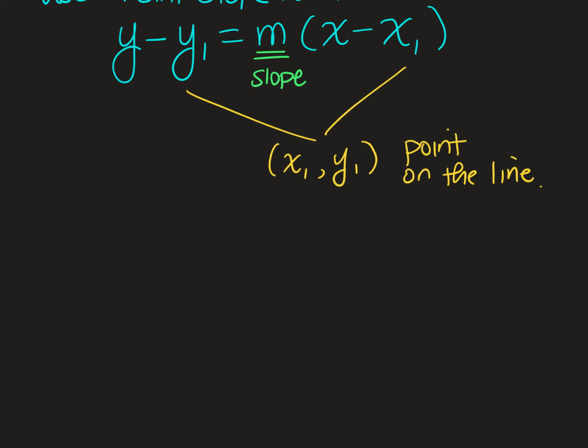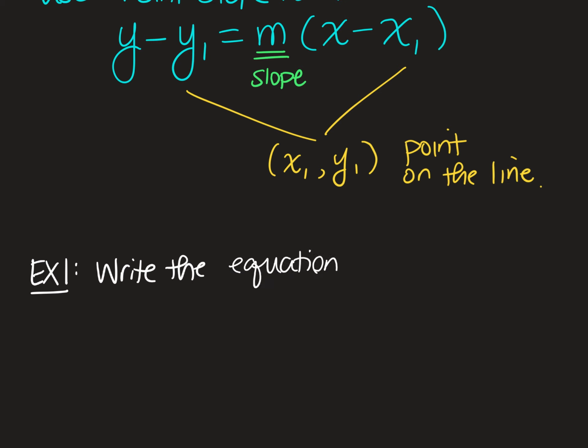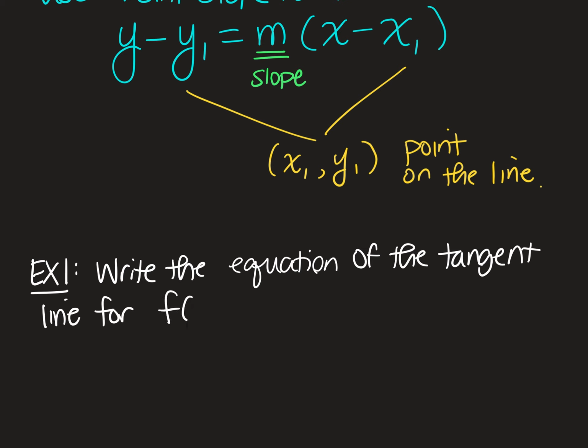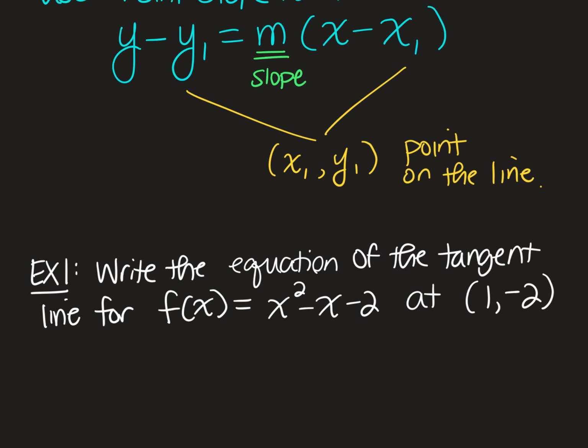I want to write the equation of the tangent line for the function f of x equals x squared minus x minus 2 at the point (1, -2). So what I want to do is write the equation of the line using the function that we're given at a specific point.